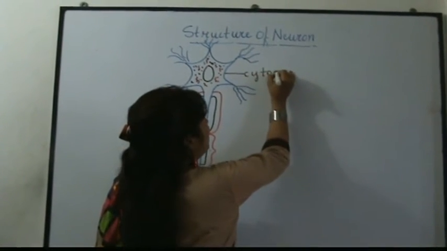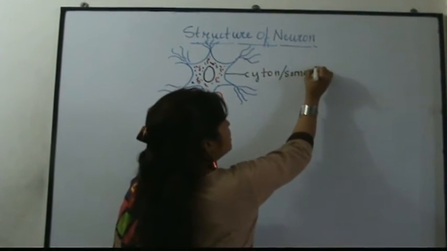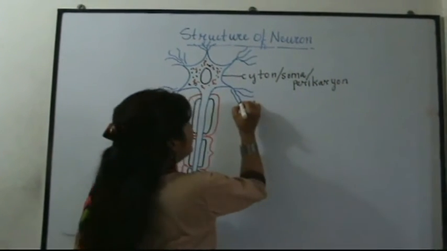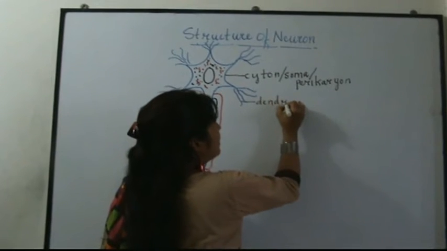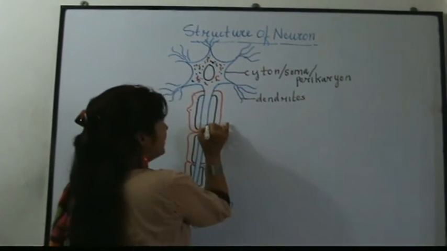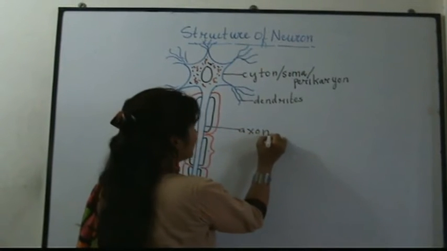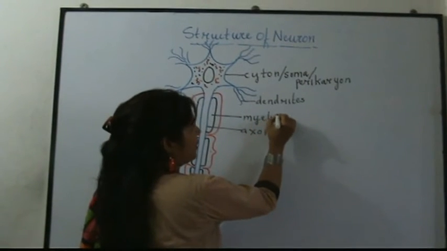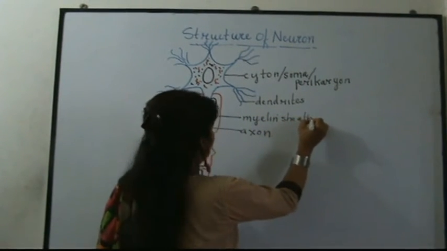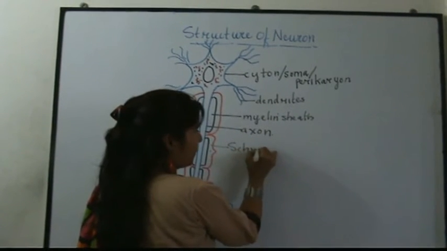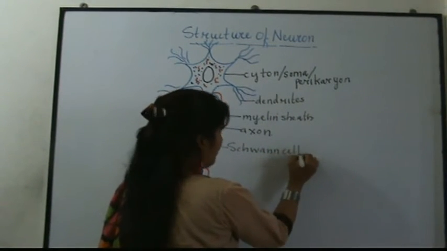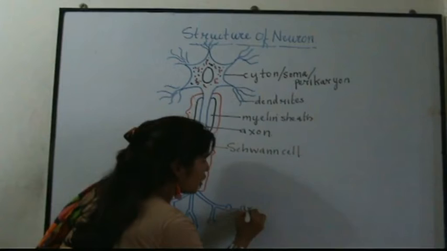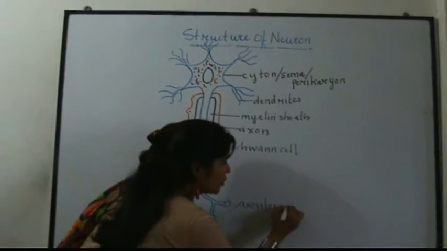This is the cyton or the soma, also known as perikaryon. These are the dendrites. Single long process is the axon. The axon is covered with myelin sheath. The myelin sheath is produced by Schwann cell. The axon shows branching at its distal end and the branching produces axon terminals.